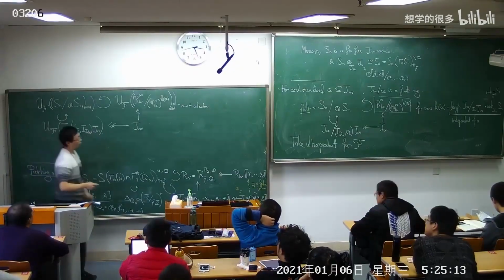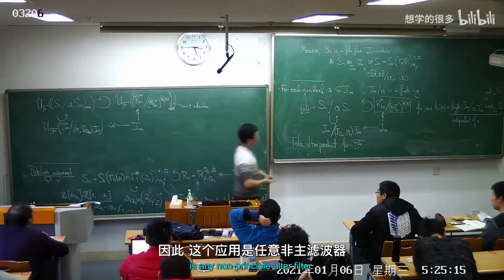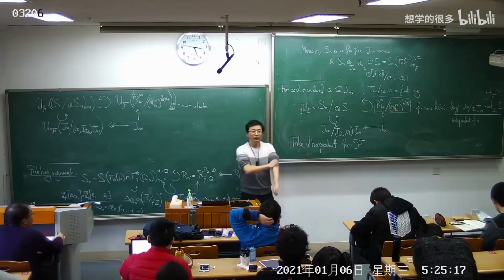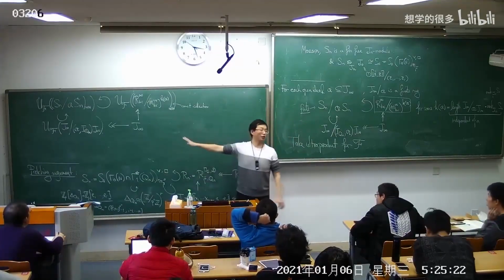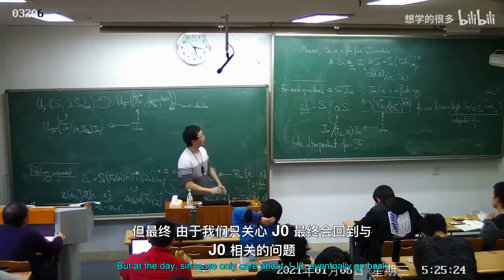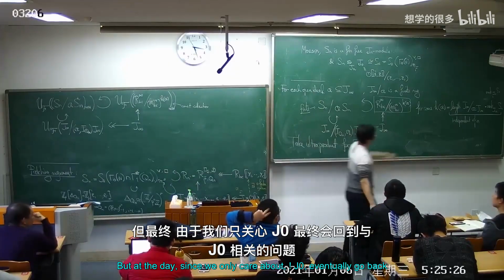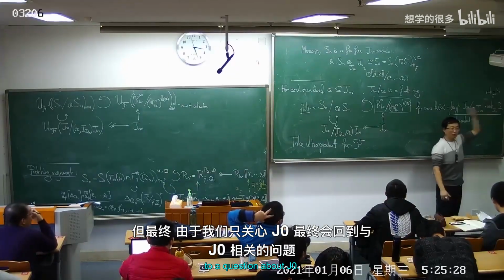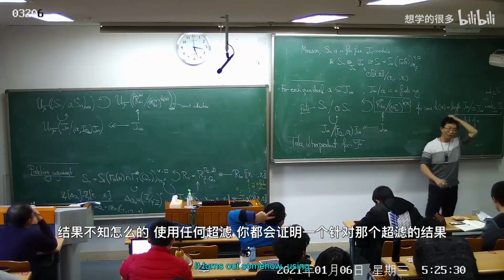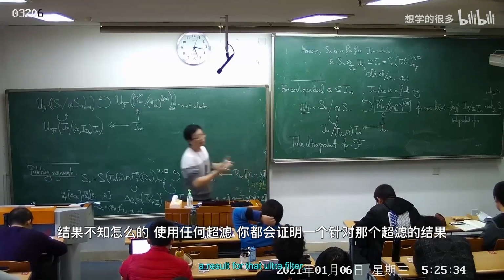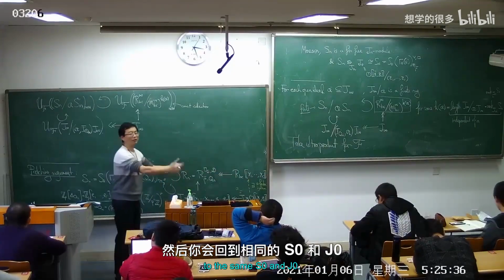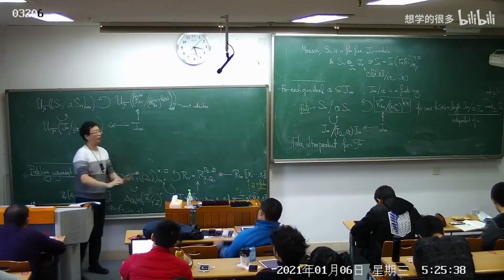Yes, so this F is any non-principal ultrafilter. Of course, for different ultrafilters, you will get different answers. But at the end of the day, since we only care about J_0, we'll eventually go back to the question about J_0. Using any ultrafilter, you prove a result for that ultrafilter, and then you go back to the same S_0 and J_0. So that's the idea.